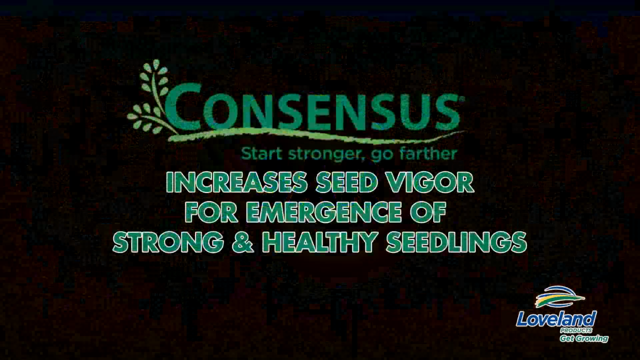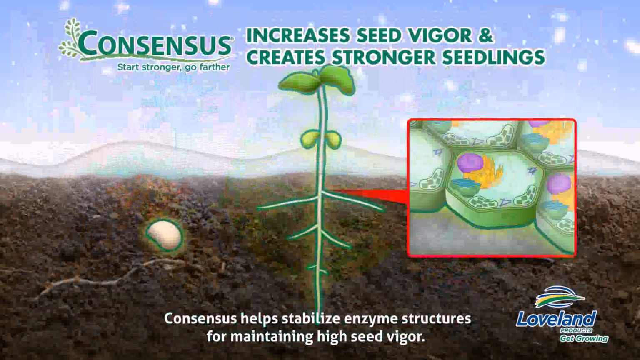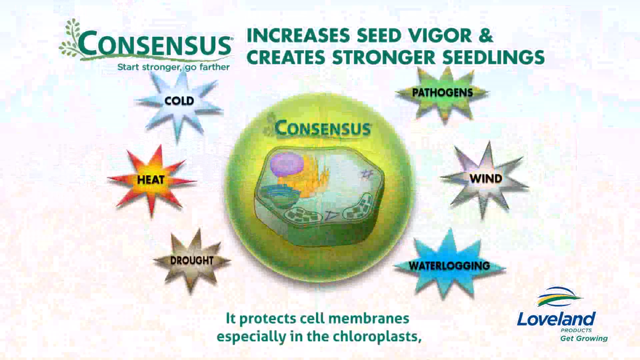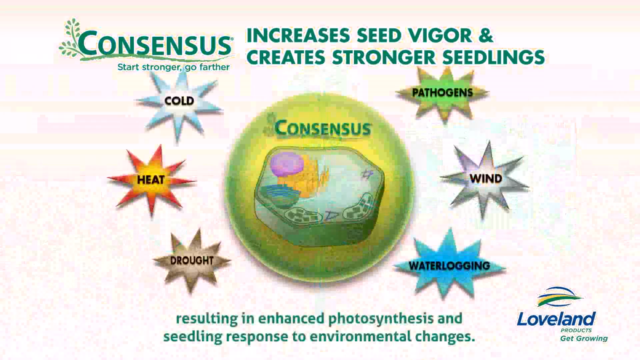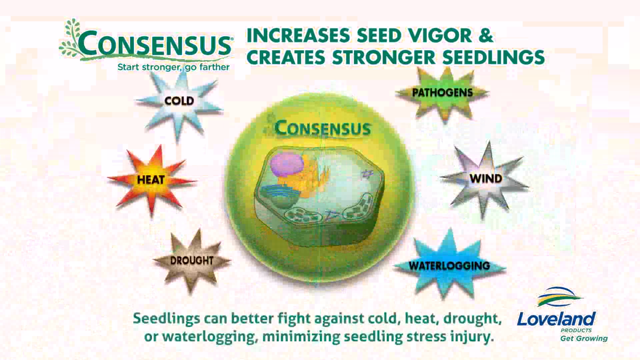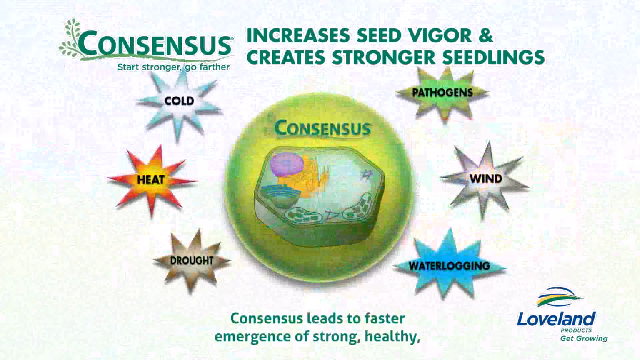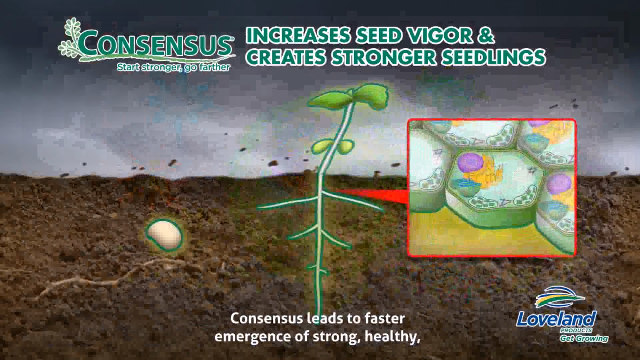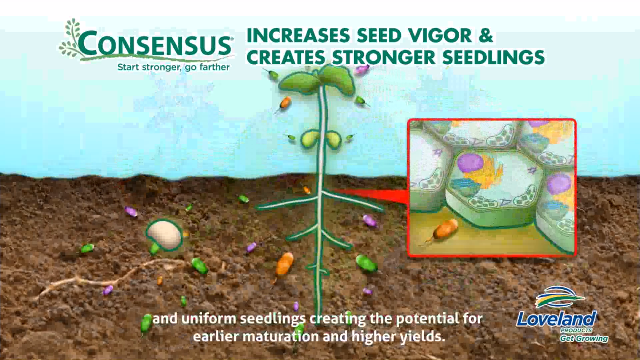Consensus increases seed vigor for emergence of strong and healthy seedlings. Consensus helps stabilize enzyme structures for maintaining high seed vigor. It protects cell membranes, especially in the chloroplasts, resulting in enhanced photosynthesis and seedling response to environmental changes. Seedlings can better fight against cold, heat, drought, or waterlogging, minimizing seedling stress injury. Consensus leads to faster emergence of strong, healthy, and uniform seedlings, creating the potential for earlier maturation and higher yields.